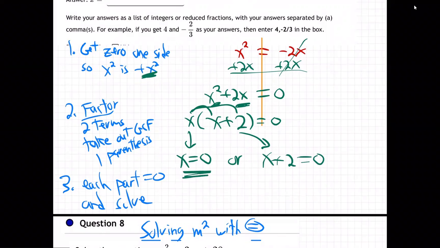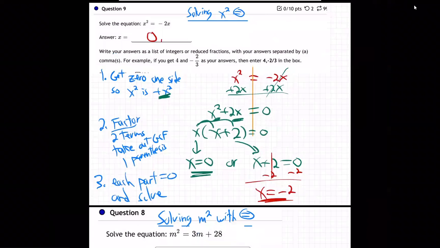Now that one's done. x equals 0 is done. Then I finish solving the other part here. Minus 2, boom, minus 2. So the answers are 0 and minus 2. Those are the values that make the equation true. So we're done with the question.